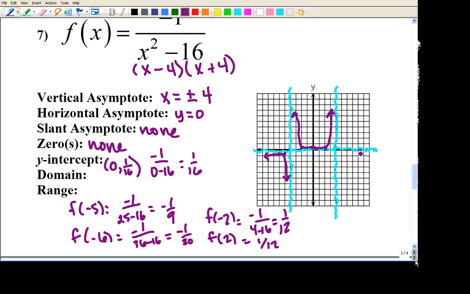And then finally on this other side, if we do f of 5 and f of 6, it should be the same values as the negative 5 and negative 6, since that negative number got squared. So we'll get negative 1/9, then we'll get negative 1/20th again. That's our graph. Just like that. All right, only one more problem to go.